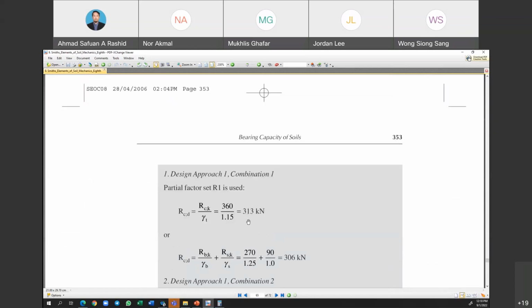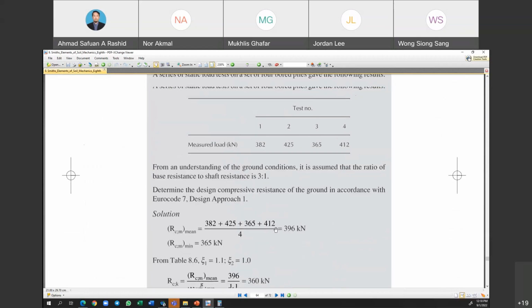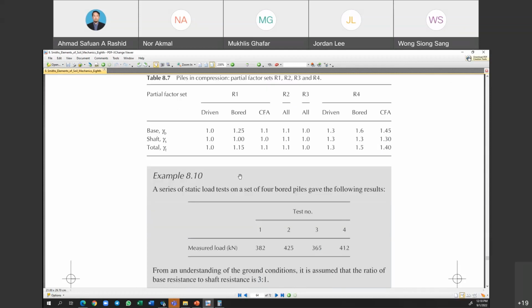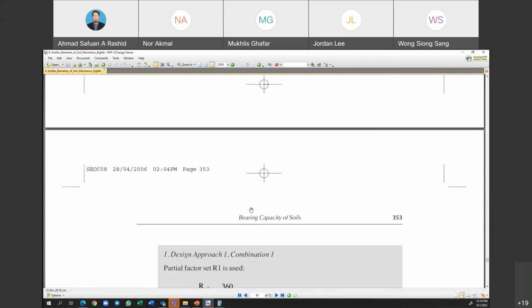So the value is 313 when using the combined. Or we differentiate between the base and the shaft. The value is 1.25 for the base for the bored pile. But in the Malaysian standard, the base is 1.0 and the shaft is the same. So that's the difference for the bored pile for the Malaysian standard.